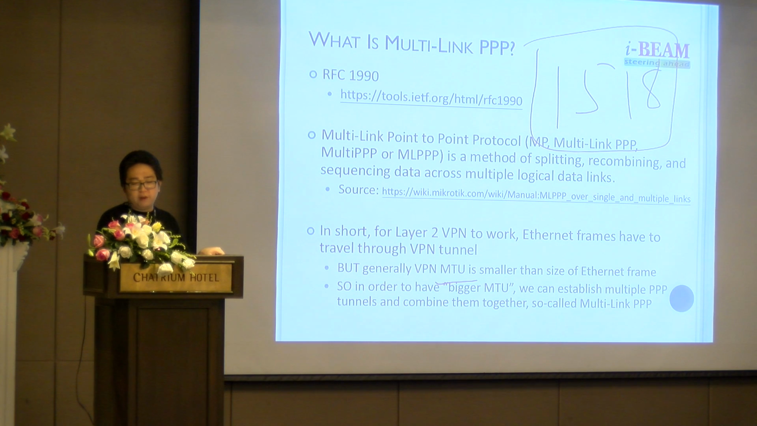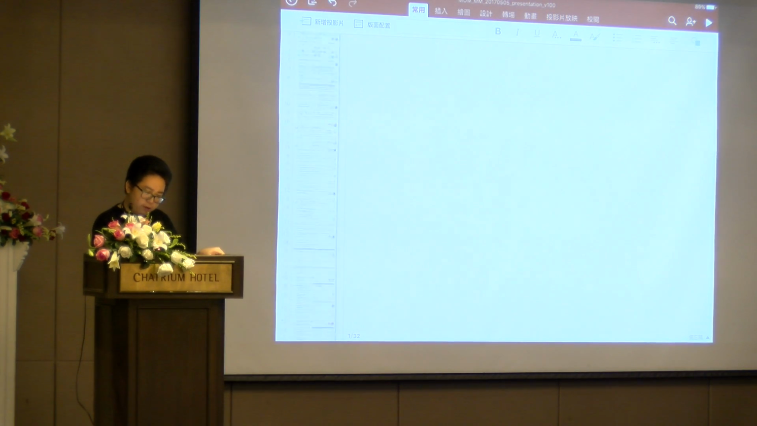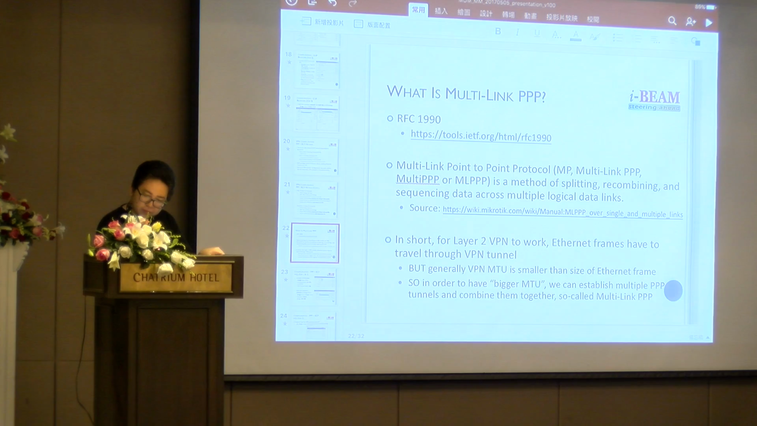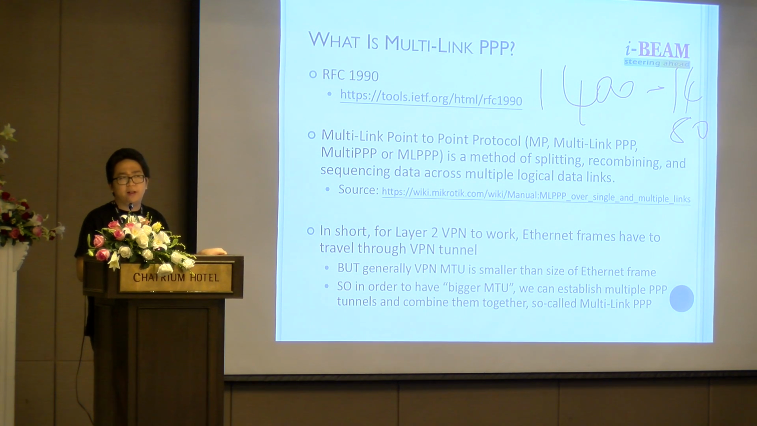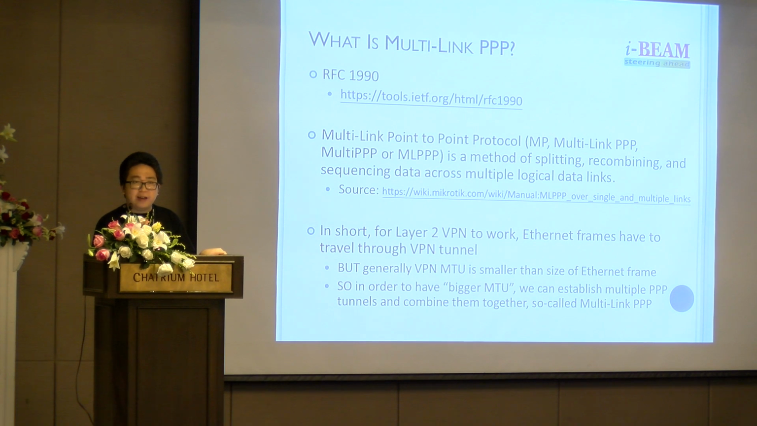But most of the VPN tunnels, because of the VPN overhead, have an MTU between 1400 and 1480. So normally you will not have a VPN tunnel with 1518. So how to do it? That's why we need multi-link. If one VPN tunnel cannot transmit 1518, let's transmit it over 2 VPN tunnels. Then you can get 1518. That's why we need to enable multi-link PPP.